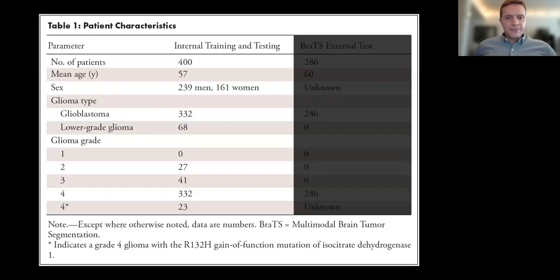So here's a table from our article showing some of the patient characteristics. As I said, there were 400 patients, average age about 60, predominance of male patients, mostly glioblastomas. About 332 of them were glioblastomas with only 68 lower grade gliomas.